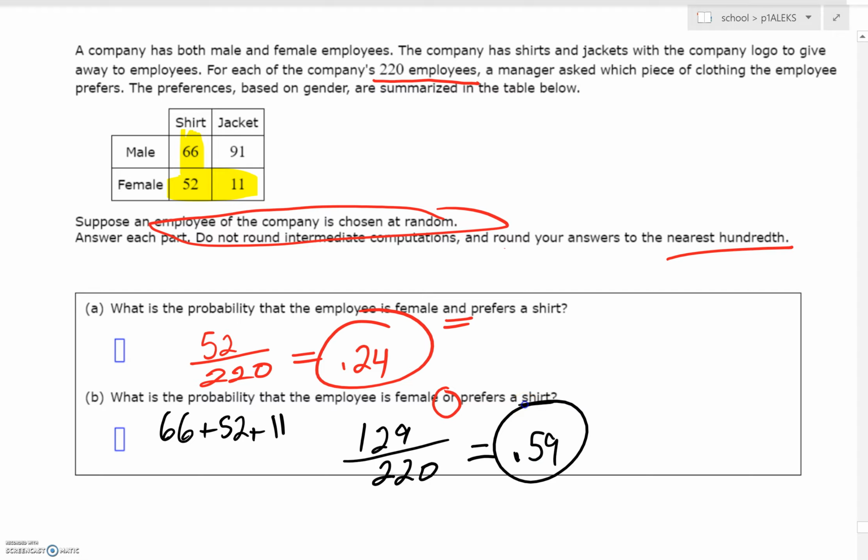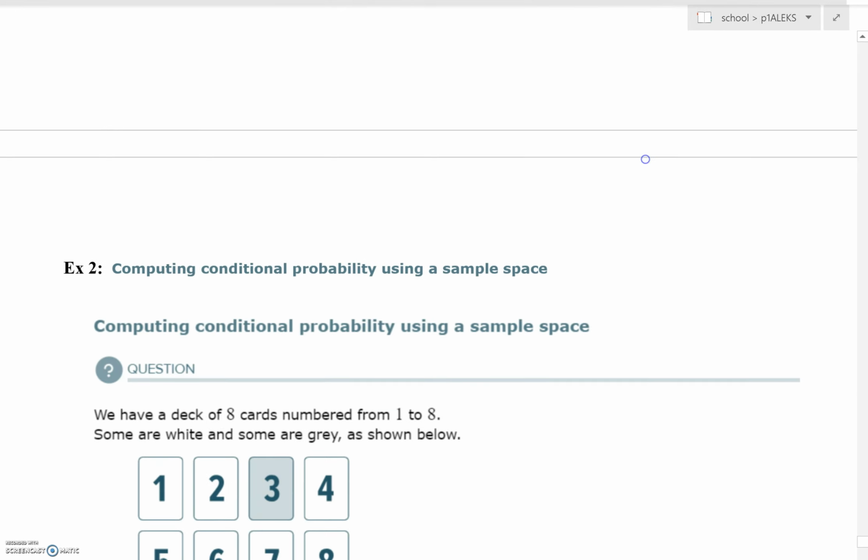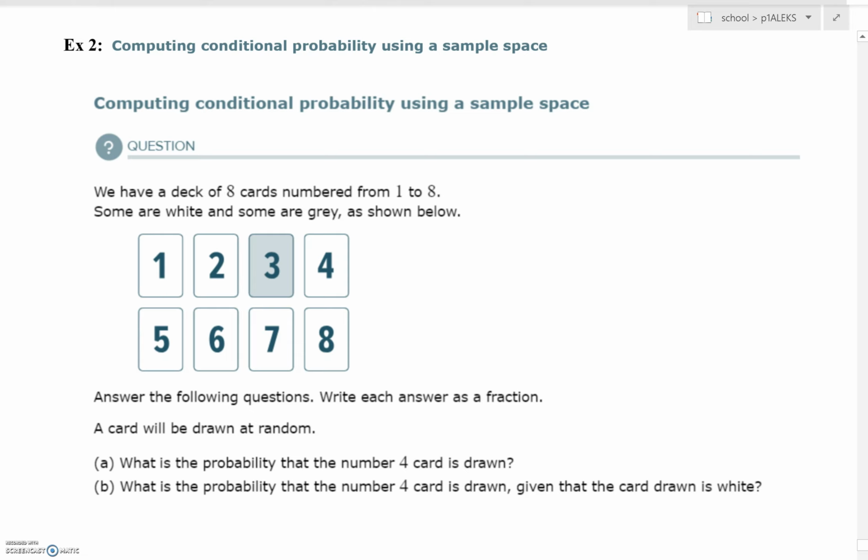All right, well, let's take a look at another problem here. This one is saying we have a deck of 8 cards numbered 1 to 8. Some are white. You can see the majority of them are white. One of them happens to be gray right here. That's the 3 card. They're saying what's the probability that a card drawn at random would be a 4? And we want to write our answer as a fraction here. Well, we've got 8 total. And this is the only way a 4 can show up. You've only got one 4 card there, so it's 1 out of 8.